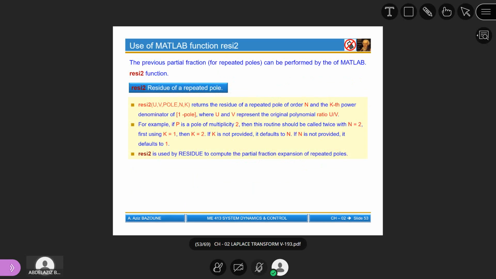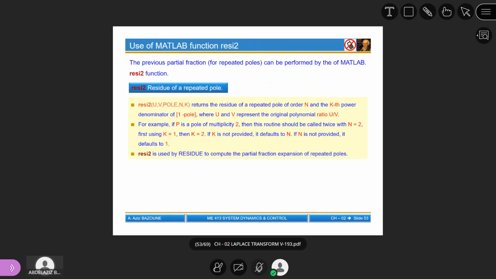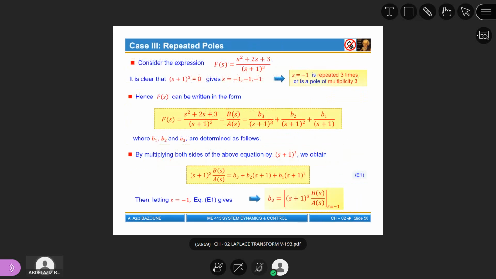You can also find in MATLAB, in the class or in the lab, the function residue2. We use the function residue2 when we have multiple poles. Any questions so far? If you go to your notes, I already put the notes for this chapter in the comment section. The lectures will be in the comment notes.